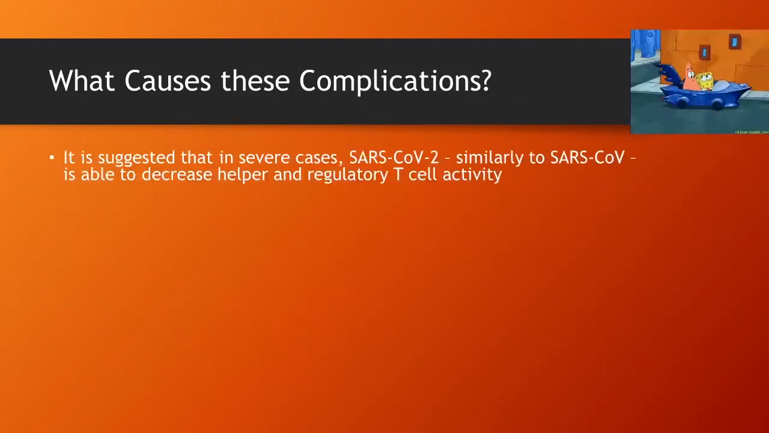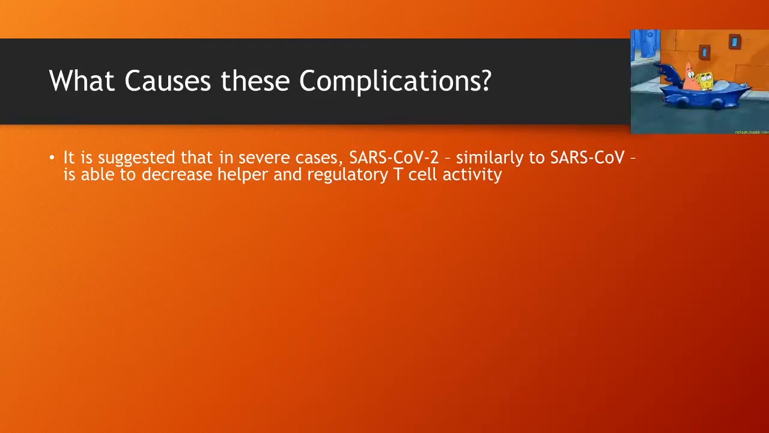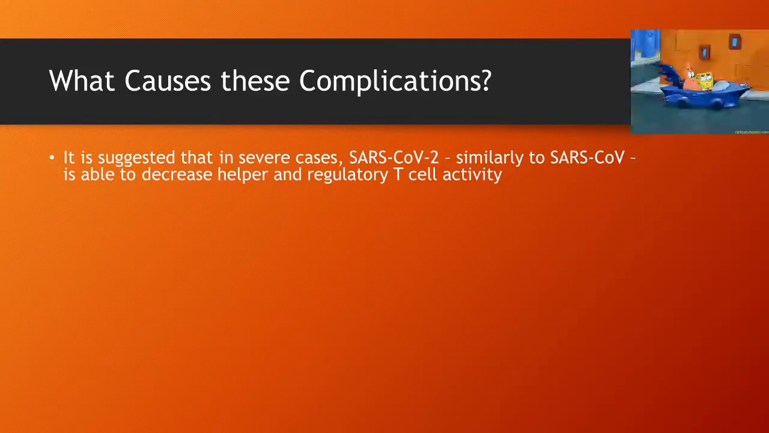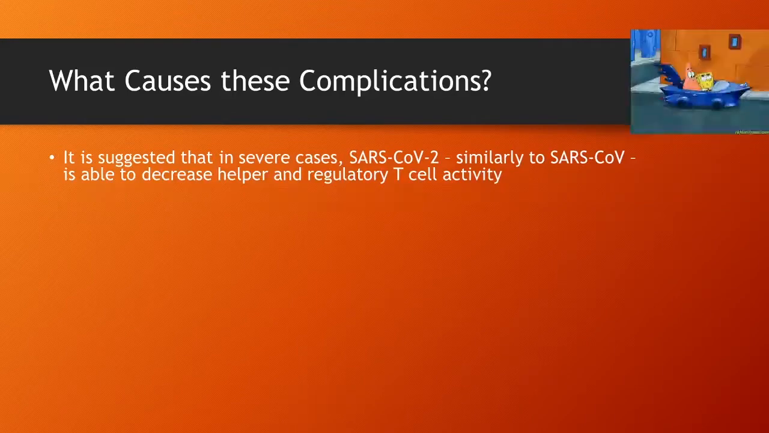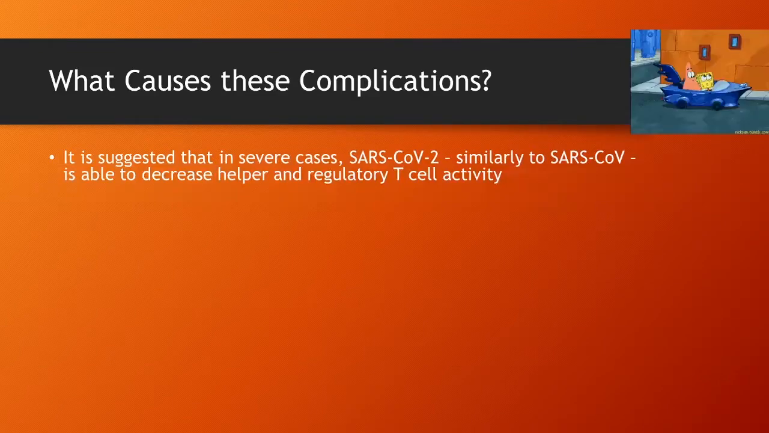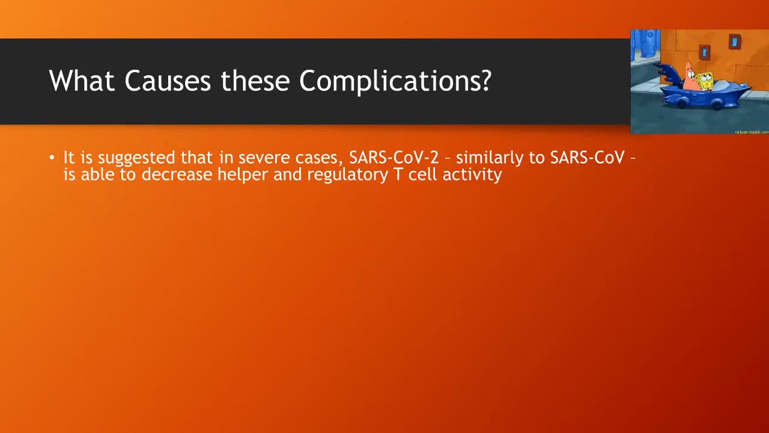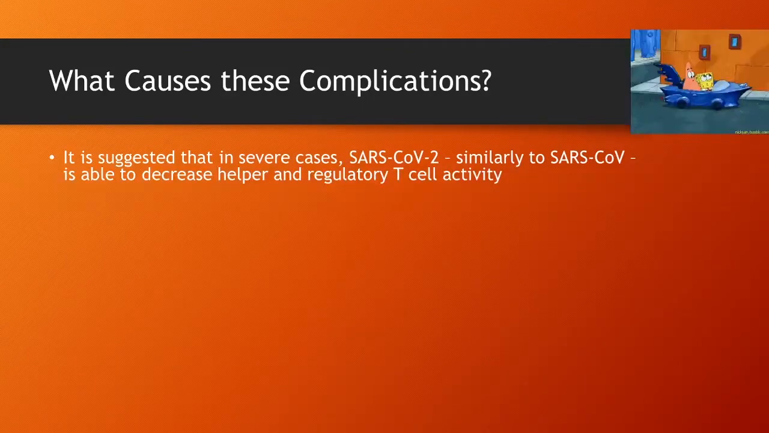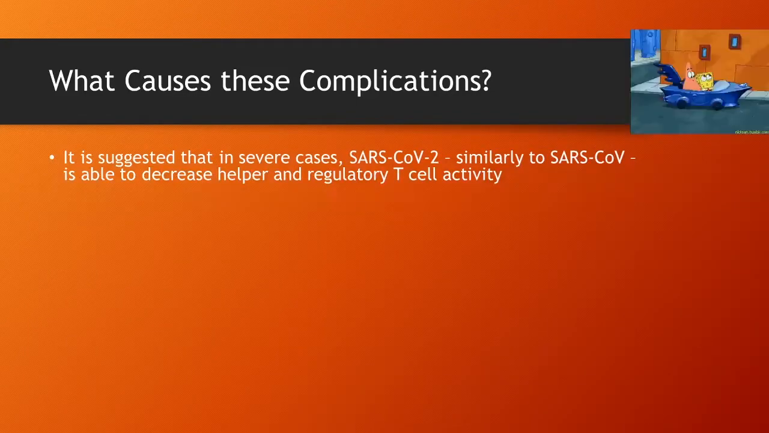So what causes these complications? Well, it's suggested that in severe cases, SARS-CoV-2, similar to SARS-CoV, is able to decrease helper and regulatory T cell activity. A lot of this is very speculative. There's only a little bit of research on it so far, but we're pretty sure it acts very similar to SARS-CoV. The difference is SARS-CoV, so the original SARS, was much, much better at inducing this severe response. The mortality rate for SARS-CoV is much, much higher than SARS-CoV-2.